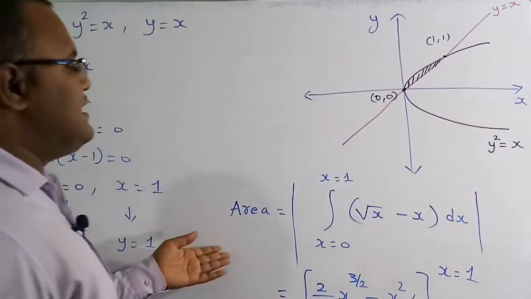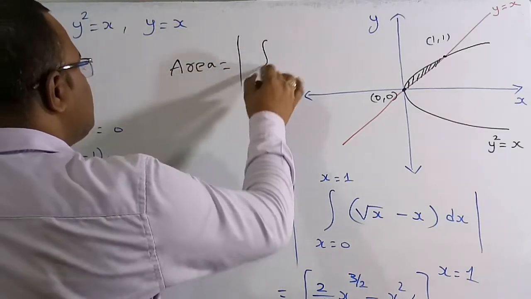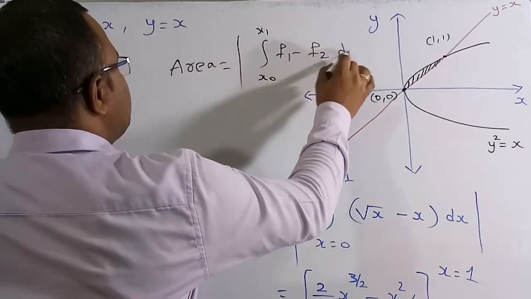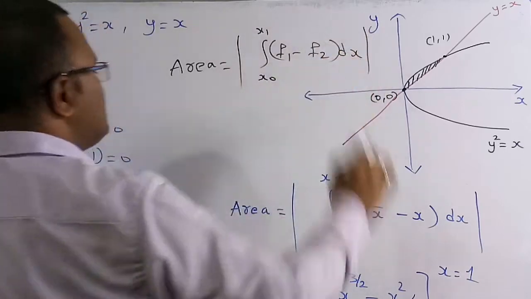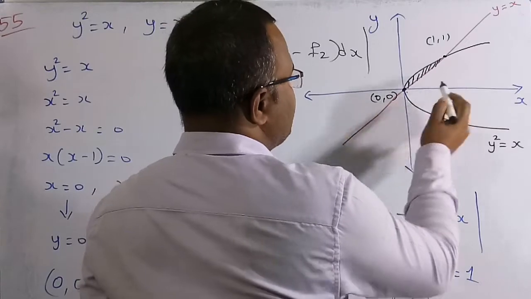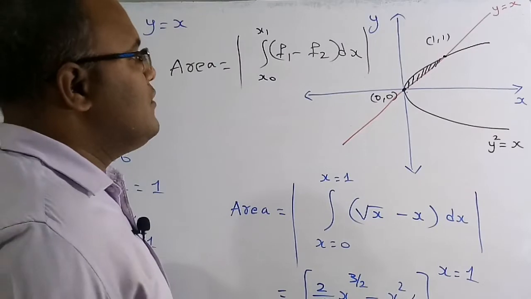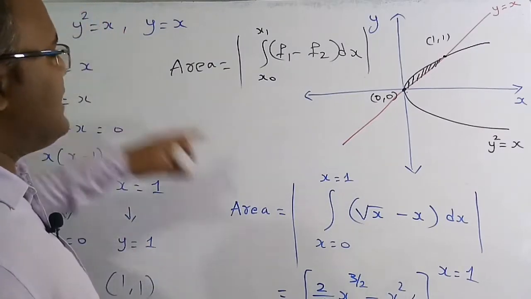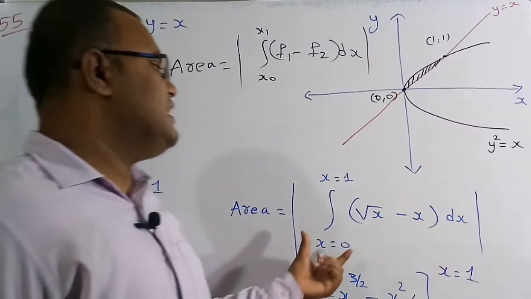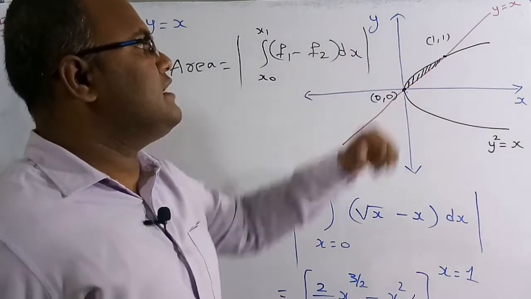If you want to know the net area, the formula is the modulus of the integration from x0 to x1 of f1 minus f2 into dx. So like this you have to go for this one. Therefore here we are doing the integration with respect to the x variable. So x is changing from 0 to 1. Now y1 is equal to under root x minus x into dx, we need to do. So this is the net amount of area which is bounded between the two curves y square is equal to x and y is equal to x.